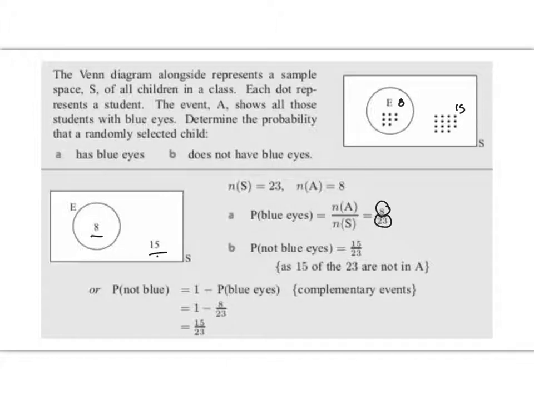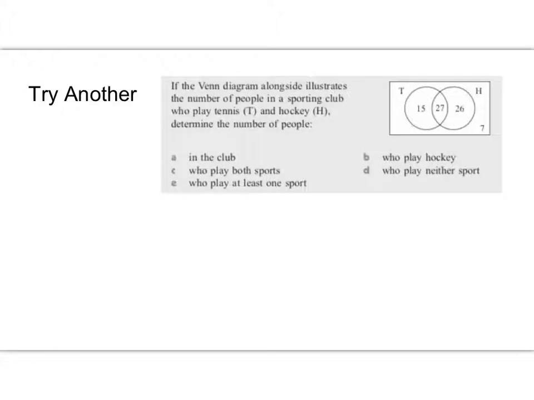And then the probability of not having blue eyes, well, that's the students who do not have blue eyes over the total. So that's 15 out of the 23. Sometimes it's easier, remember, to calculate the complement instead. So you could have done 1 minus 8 over 23, which also would give you 15 out of 23.